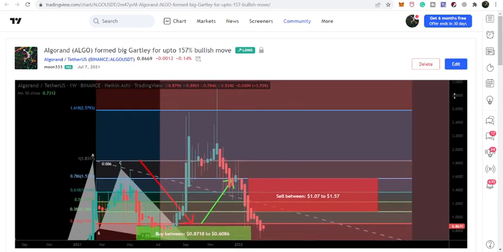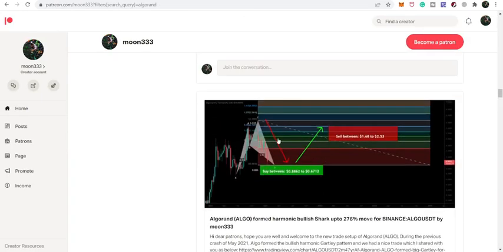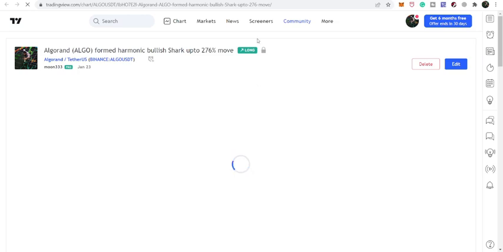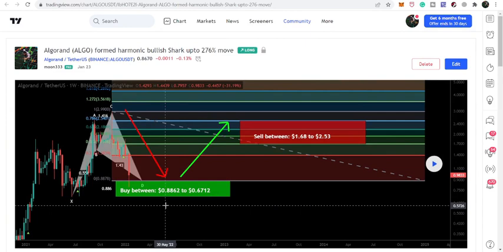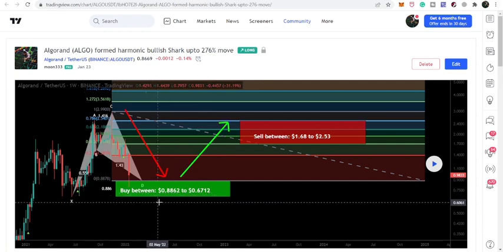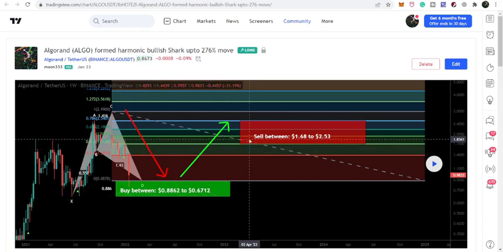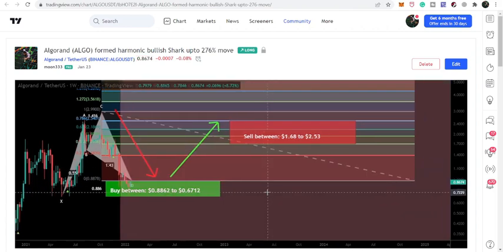Now, during this move to the downside, it has formed another harmonic bullish reversal Shark move, and this is the pattern that I have shared. Let me show you this pattern as well. By the way, the final leg goes down to the 1.13 Fibonacci retracement level, but I have defined my buying zone from 88 cents to 67 cents, because here we have a very strong support zone. The sell targets as per the Fibonacci sequence go from $1.68 to $2.53. After playing the chart, we can see that the price line is still moving inside the buying zone.